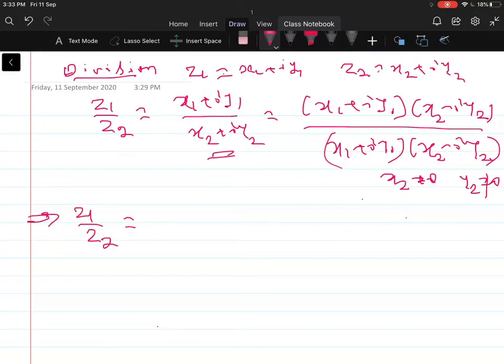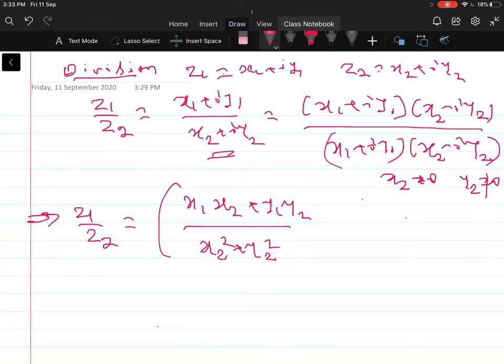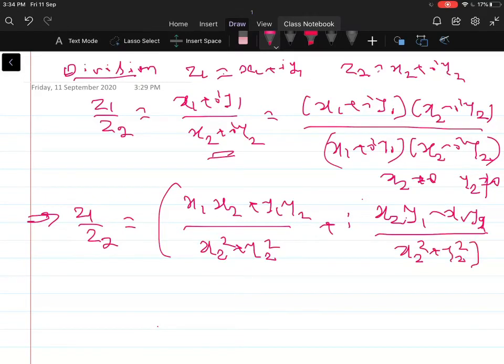Now this implies z1 by z2 is nothing but (x1 x2 plus y1 y2) divided by (x2 square plus y2 square), plus i times (x2 y1 minus x1 y2) divided by (x2 square plus y2 square), provided x2 square plus y2 square is not equal to 0.